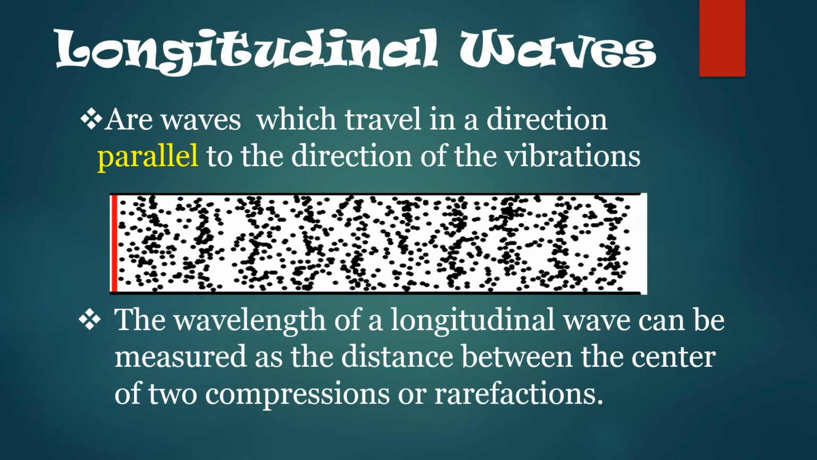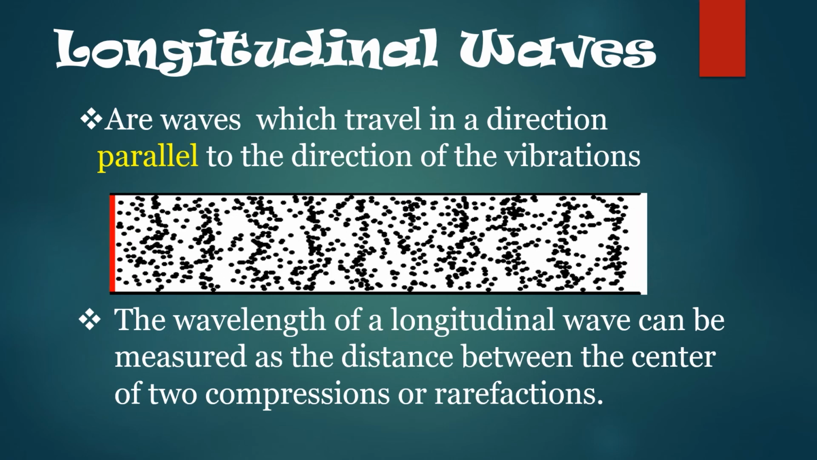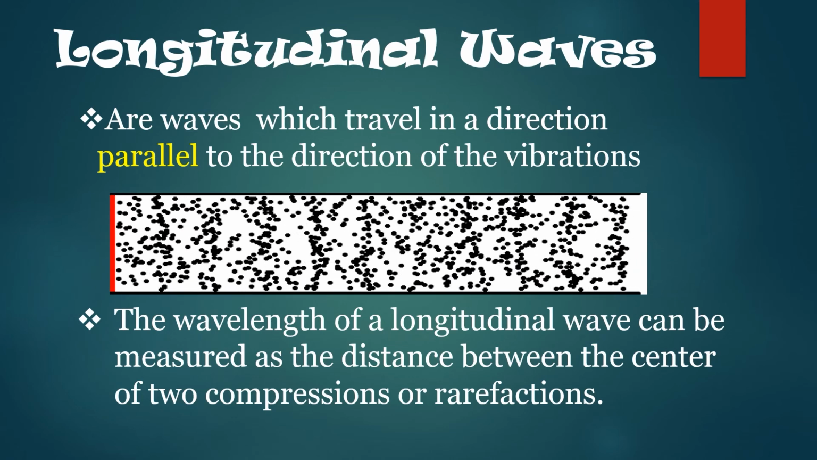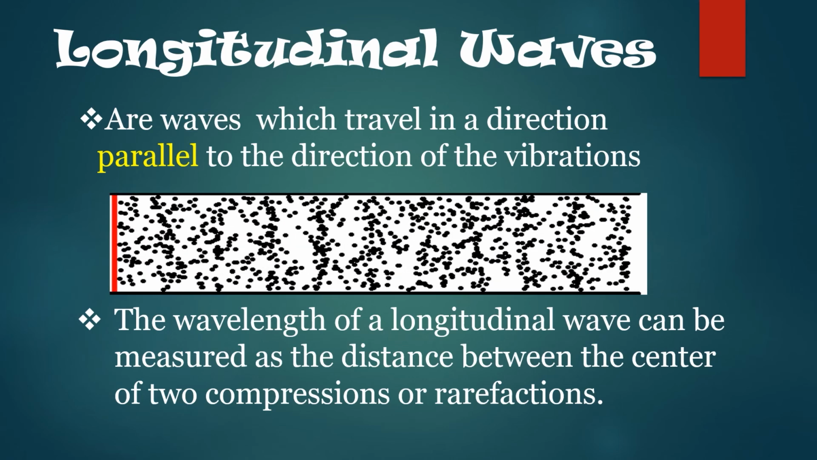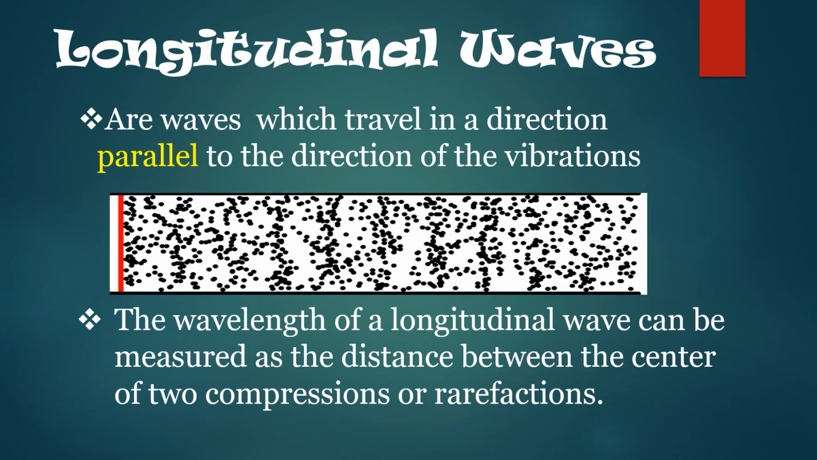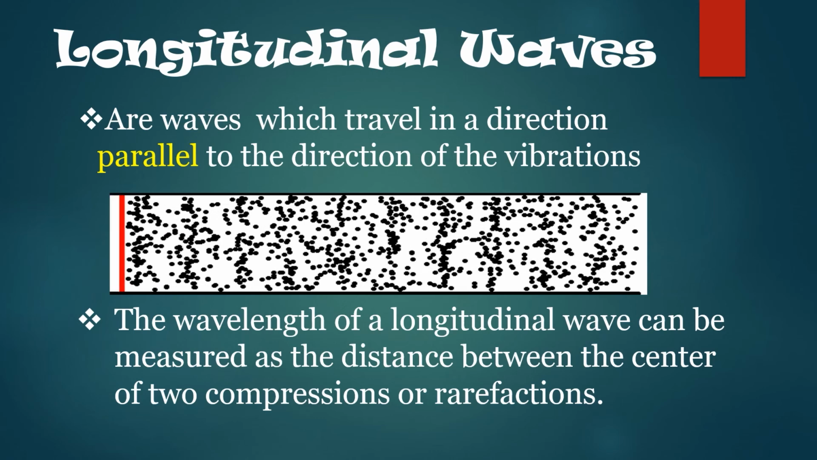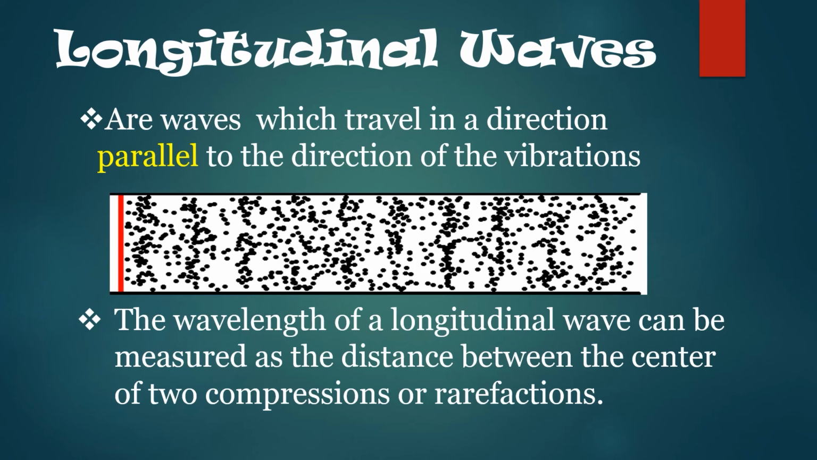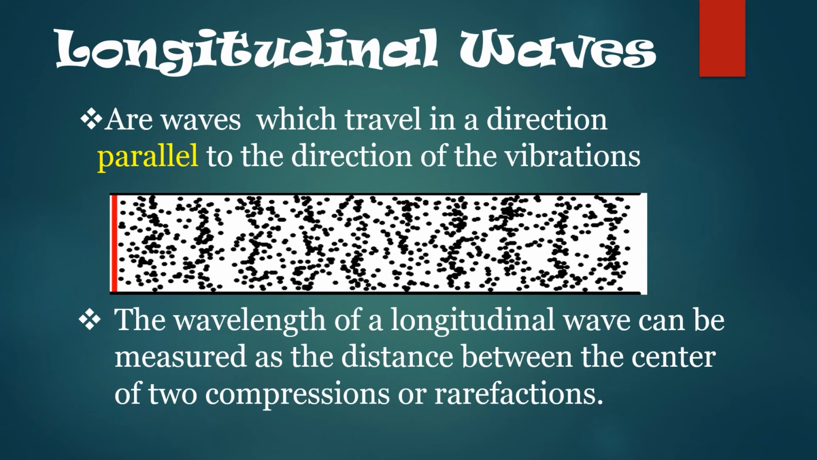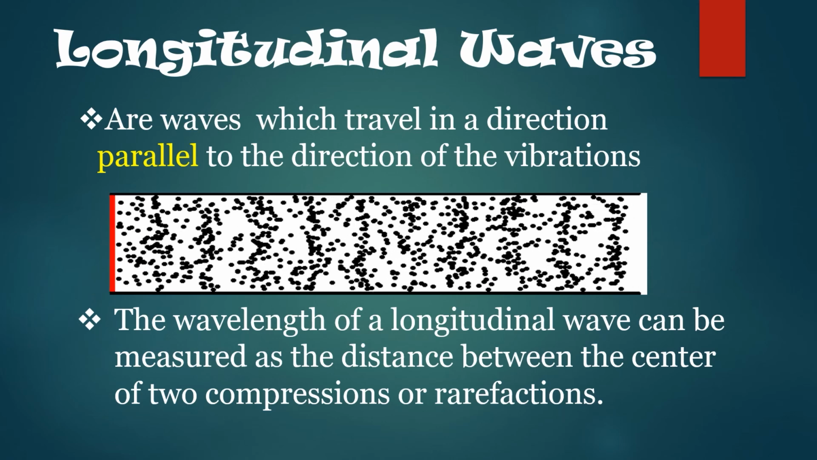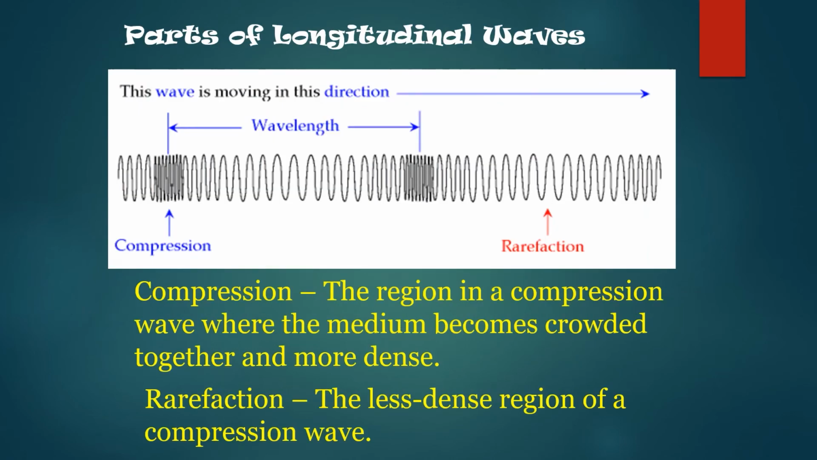Last type is longitudinal waves. Are waves which travel in a direction parallel to the direction of the vibration. The wavelength of a longitudinal wave can be measured as the distance between the center of two compressions or rarefactions. These are the parts of longitudinal waves.